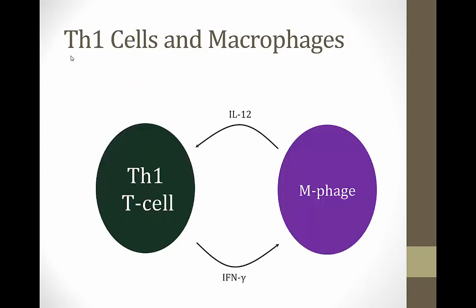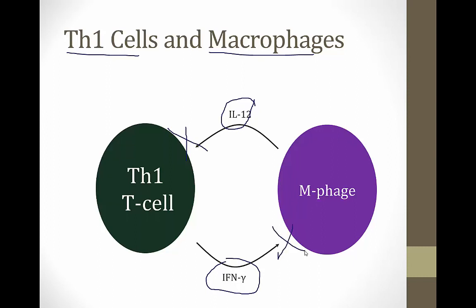Let's focus in on the relationship between Th1 cells and macrophages in the cell-mediated immune response. Macrophages secrete IL-12, which can stimulate Th1 cells, and Th1 cells secrete interferon gamma, which can activate macrophages. Rarely, children are born with a defective receptor for IL-12 on the T cell or a defective receptor for interferon gamma on the macrophages, and these children are susceptible to some unique types of infection.